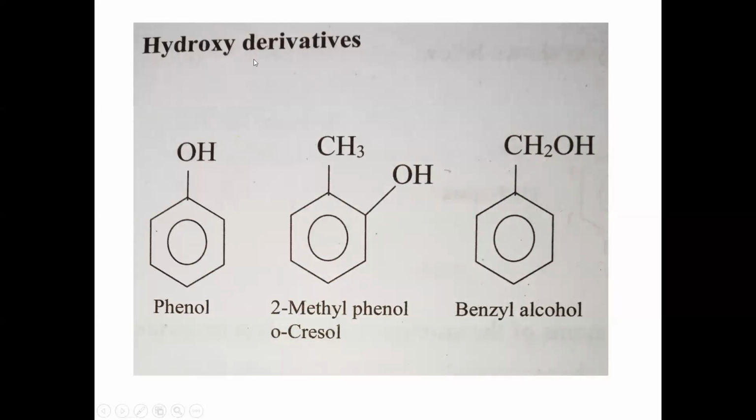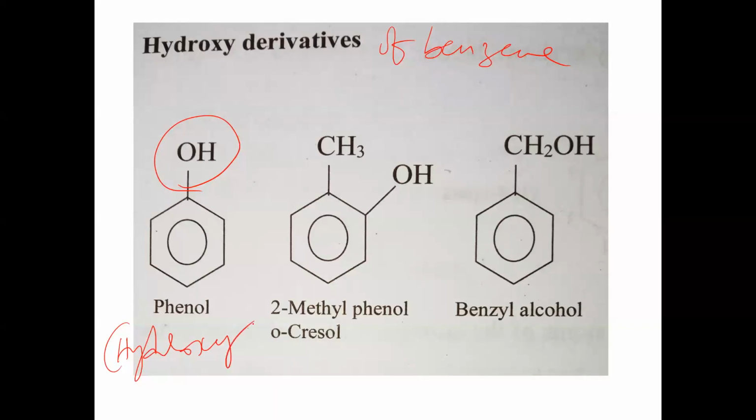Next, hydroxy derivatives of benzene. Suppose you take benzene with one hydroxy group. One hydroxy group is called phenol. What is it called? Hydroxy benzene. Phenol is called hydroxy benzene. Hydroxy benzene is called what? Phenol. Next one. Here, along with the hydroxy group, one methyl group is also there.